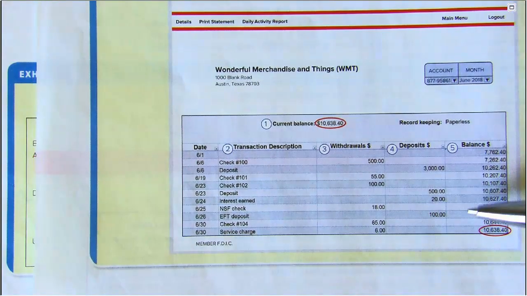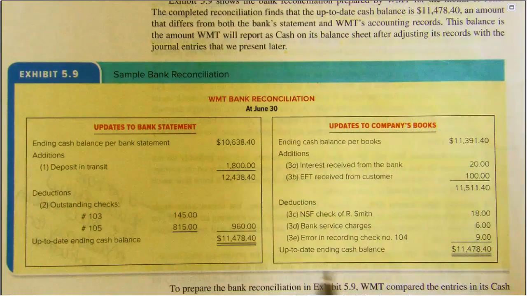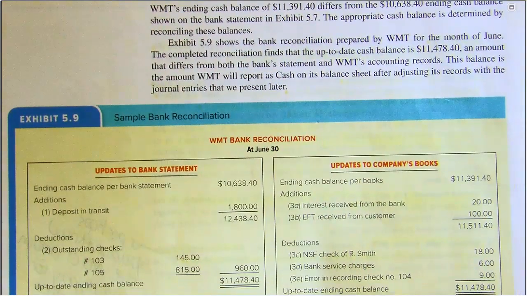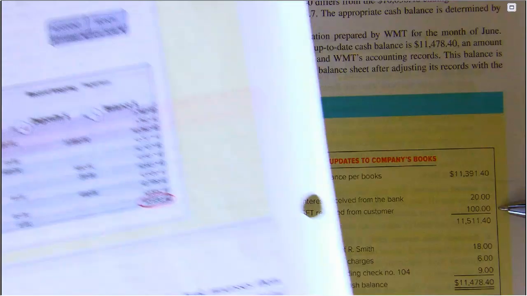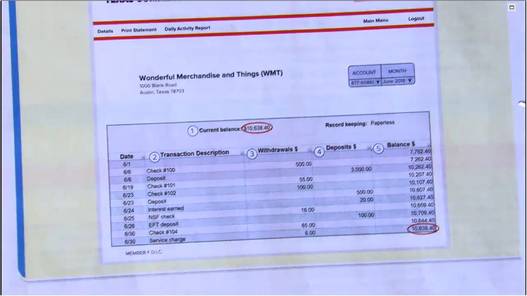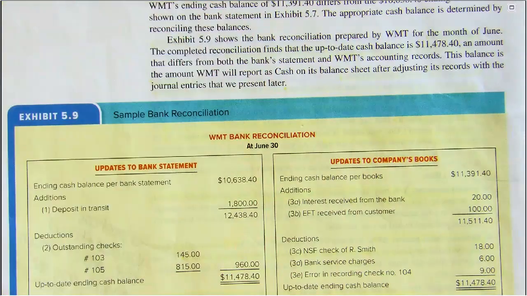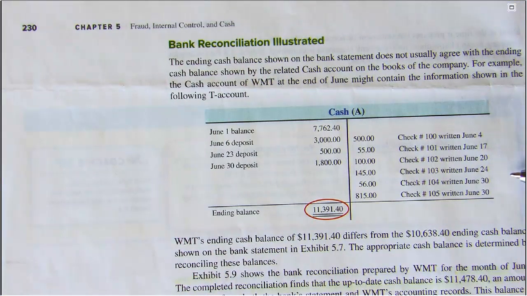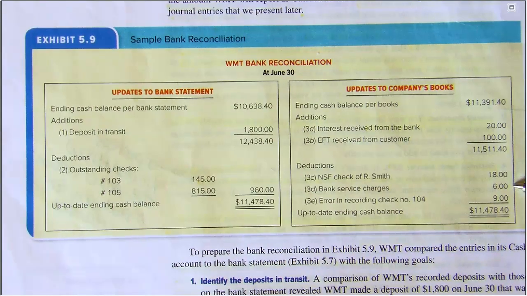The next thing we have here is an electronic funds transfer deposit for $100, and I don't see any deposits in the T account, so we need to add that $100 to the company's books side of the reconciliation because we're missing that information. And then finally we have a service charge of $6. And I do not see that amount deducted from the cash T account. So if it's missing, then we add it to the company's book side as a deduction.